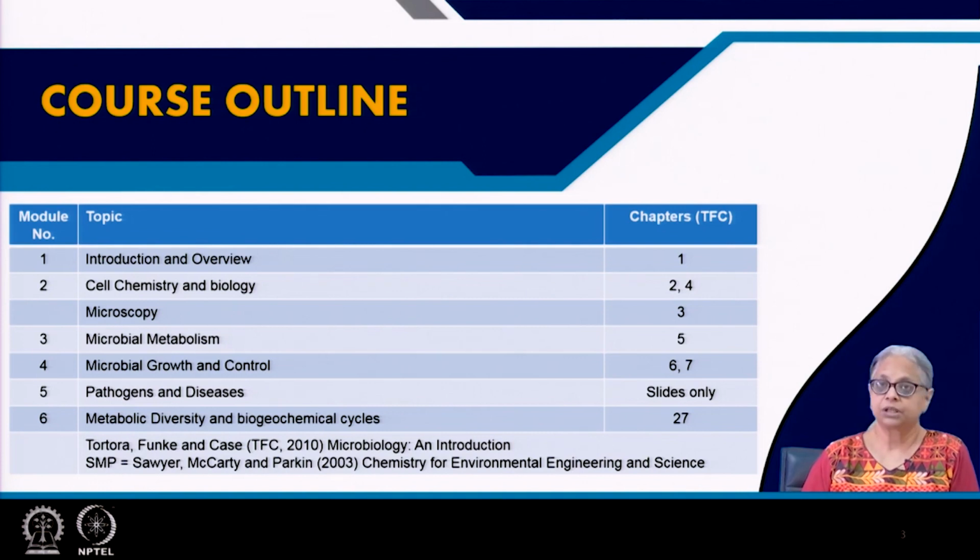Then we will come to cell chemistry and biology, followed by microscopy. Remember that our ability to visualize cells is crucial to our understanding of these microorganisms because they are not visible to the human eye. Metabolic pathways and how these microorganisms are able to survive as well as reproduce come under the third topic, microbial metabolism. And then we go to microbial growth and control, followed by pathogens and some of the diseases related to these microbial pathogens, and finally to metabolic diversity and the biogeochemical cycles.